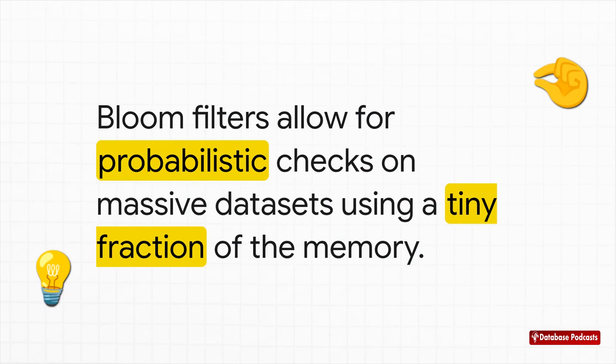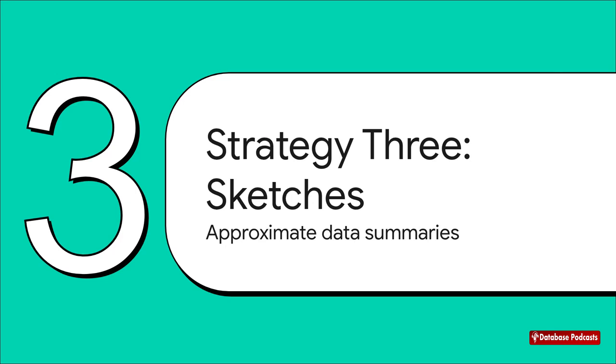So why does this matter? Because for tons of applications, like a web browser checking a URL against a list of millions of malicious sites, a small chance of a false alarm is totally fine. It lets you do this check on a massive scale using a tiny, tiny fraction of the memory. It's a game changer.